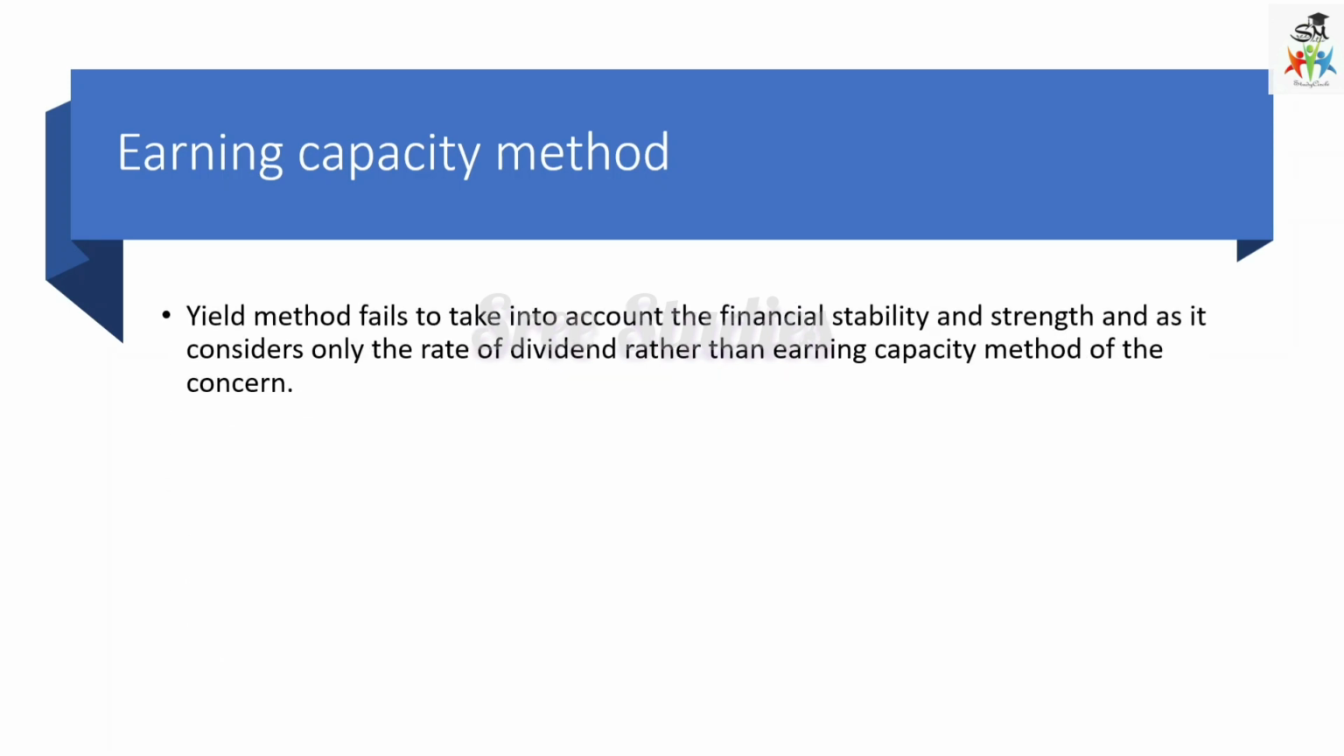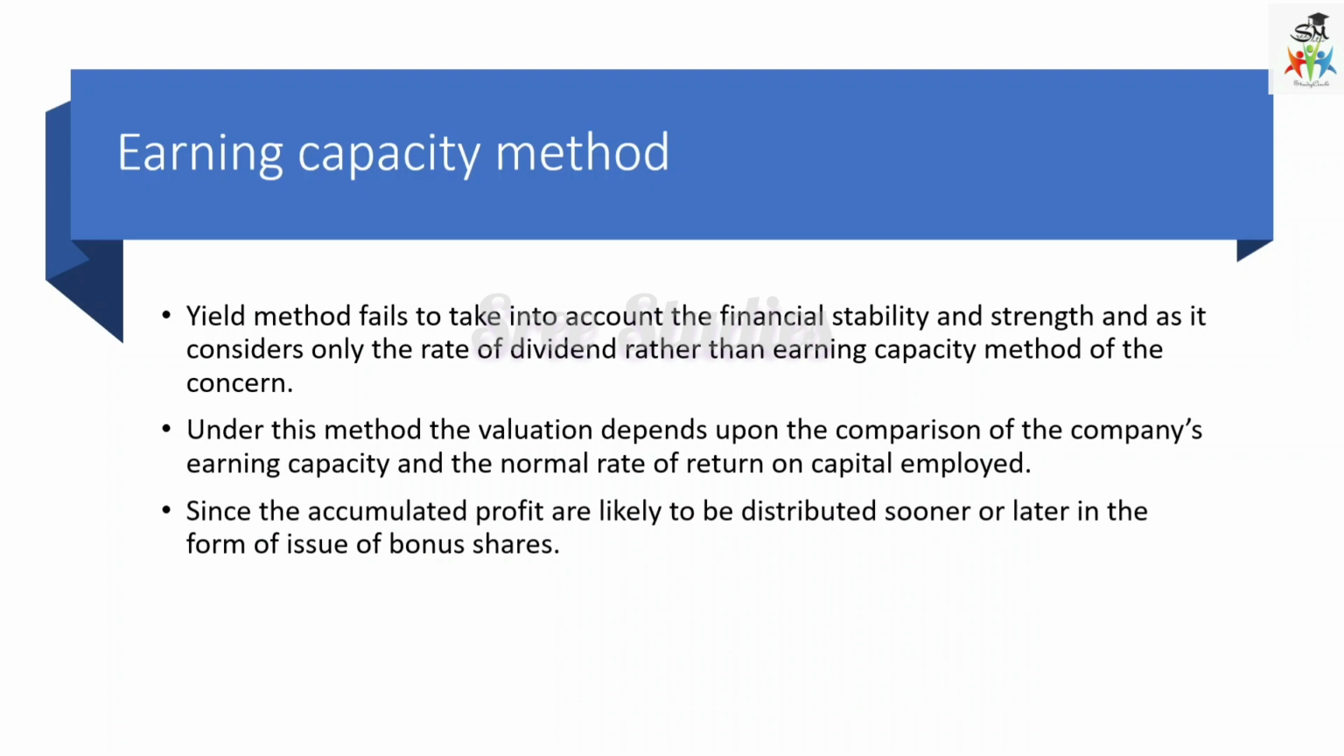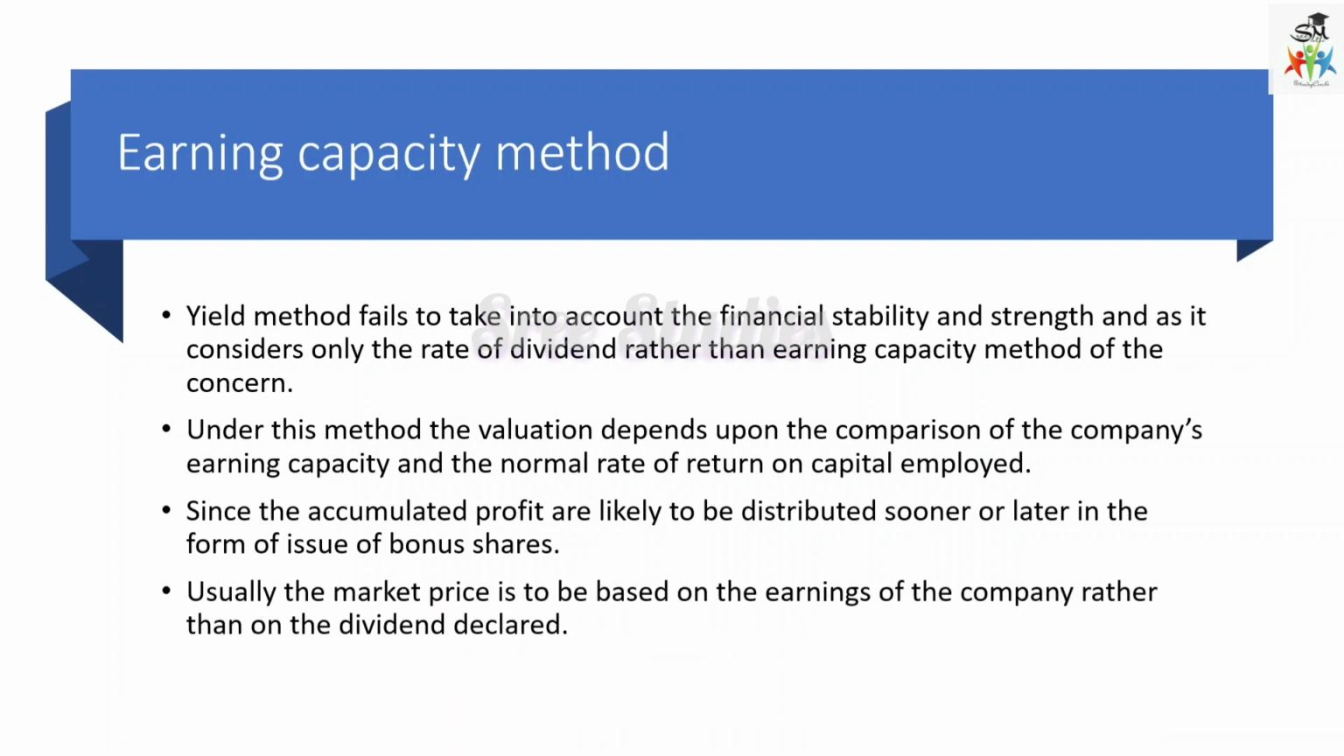And this is about the earning capacity method. When the yield method fails to take care of financial stability and strength, because the yield method considers only the rate of dividend rather than the capacity of earning, this earning capacity method comes. This valuation depends on the comparison of the company's earning capacity with the normal rate of return on capital employed. Accumulated profit is likely to be distributed sooner or later in the form of bonus shares, so the market price is based on the earnings of the company rather than the dividend declared.